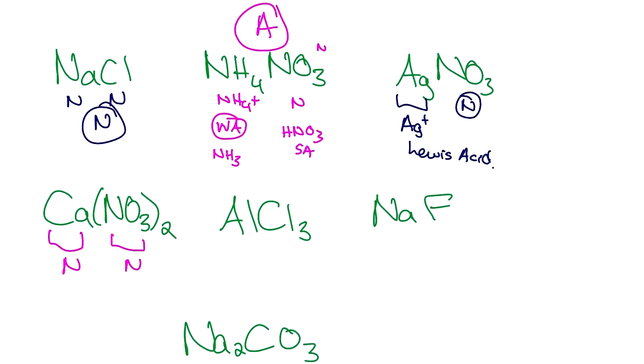All right, next one, aluminum chloride. What do we think? Aluminum chloride, yes, it's an acid. Why is it an acid? It's the aluminum 3+ that is acidic. It is a Lewis acid. Chloride, on the other hand, is pH neutral because it comes from HCl. So let's keep going.